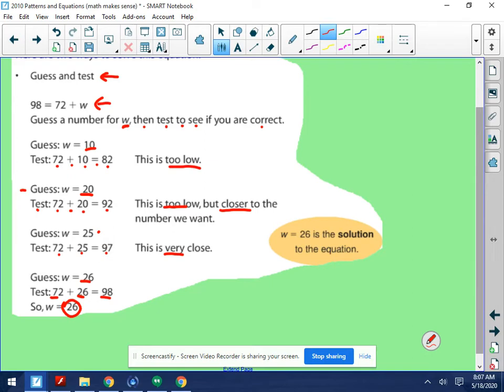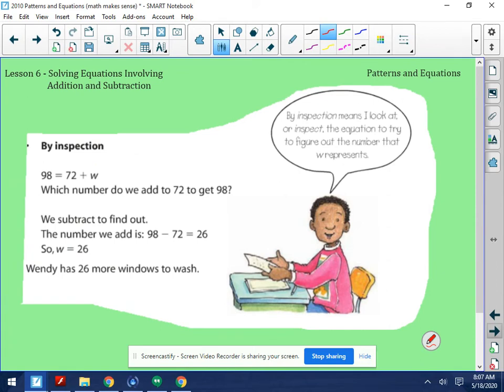Now you can get that using guess and test. Or you can just get it through inspection. In other words, by inspection means you look at or you inspect the equation and you try to figure out what the answer is. We might also call that mental math.